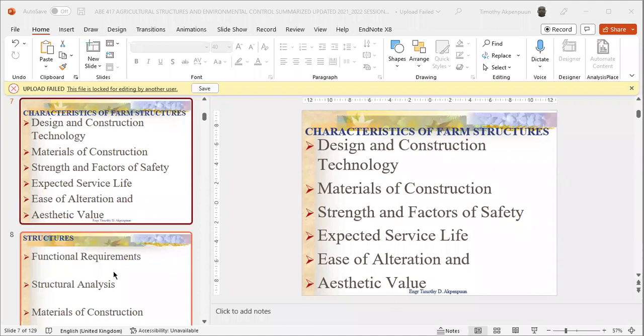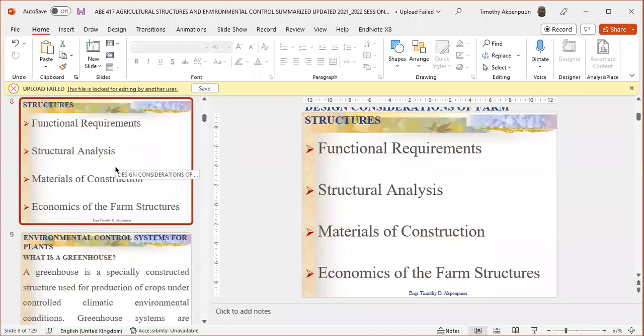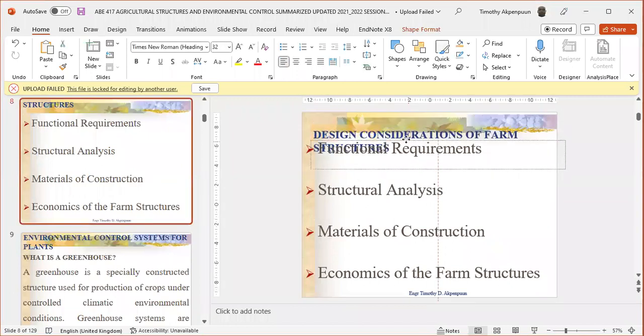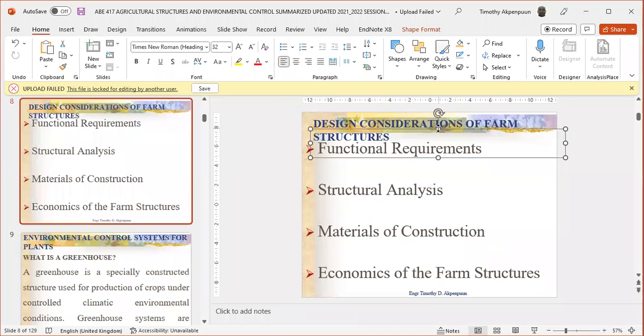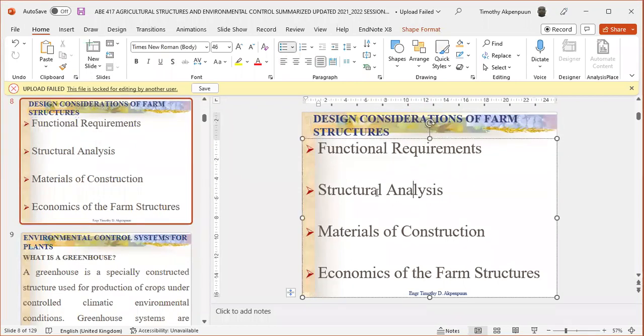And then the next thing to do is what? This is what? Design considerations of farm structures. What are those things you put into place, you consider, you take into account when designing your farm environment? What are those things? Functional requirement.